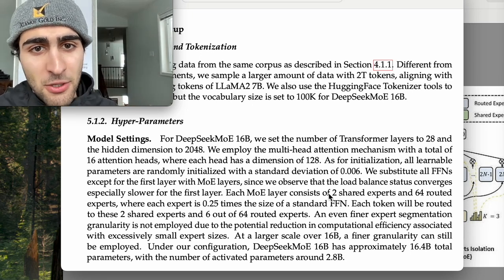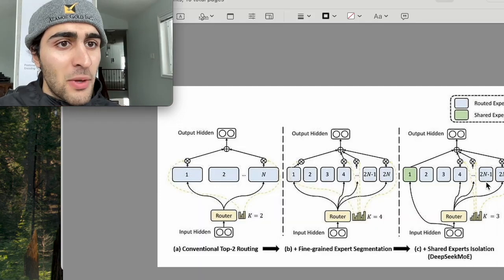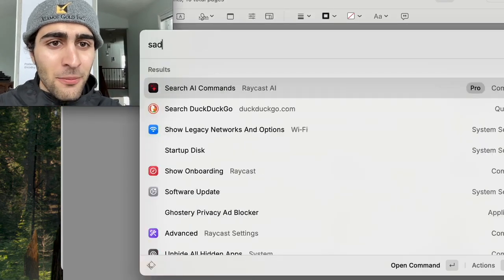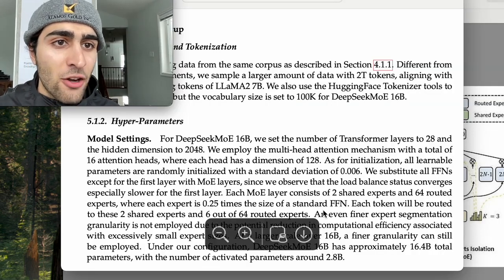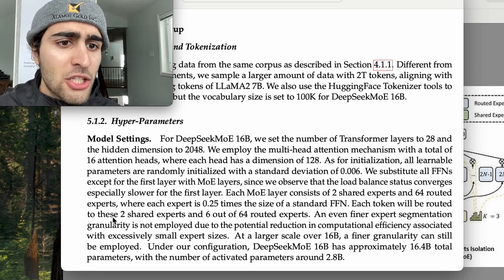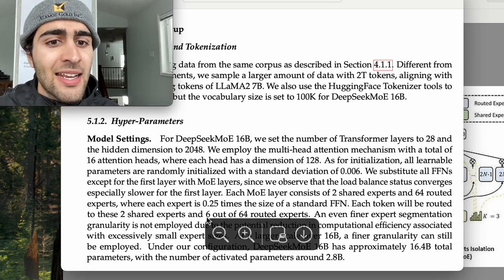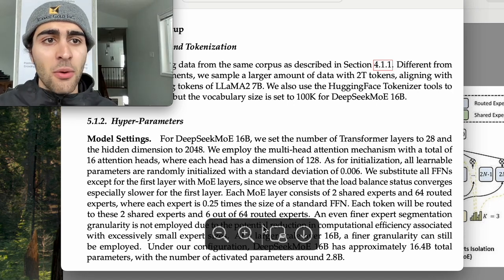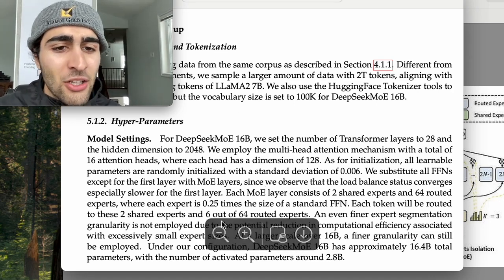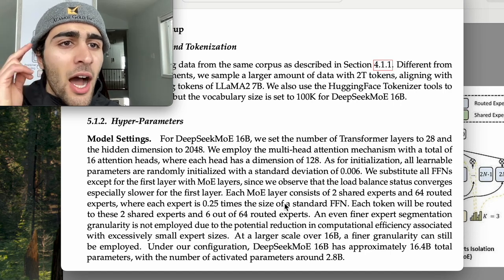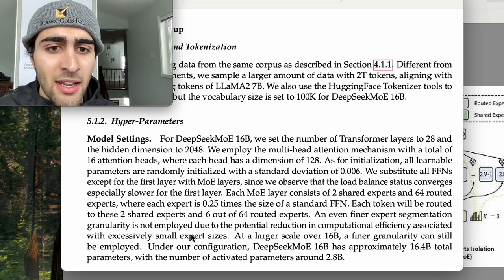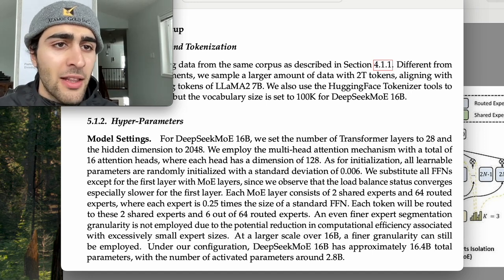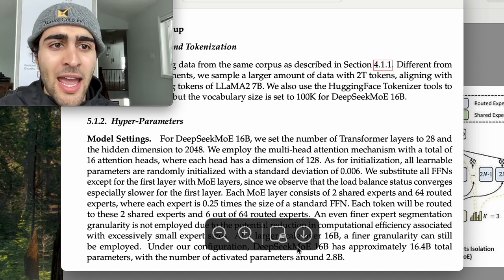So we have two shared experts here. We only have one here, but we have two in the paper, so add one more. And there are 64 routed experts, where each expert is a quarter of the size of the standard feed-forward neural network. Furthermore, each token is routed to 2 shared experts and 6 of the 64 routed experts. So in this case, it would be 64 choose 6, and I can guarantee you that 64 choose 6 is an unbelievably big number. Even finer expert segmentation is not used due to the reduction in computational efficiency with very small expert sizes. So that means that 64 is already pretty good. They didn't make it 128 or whatever it may be, because you can't just keep on scaling.